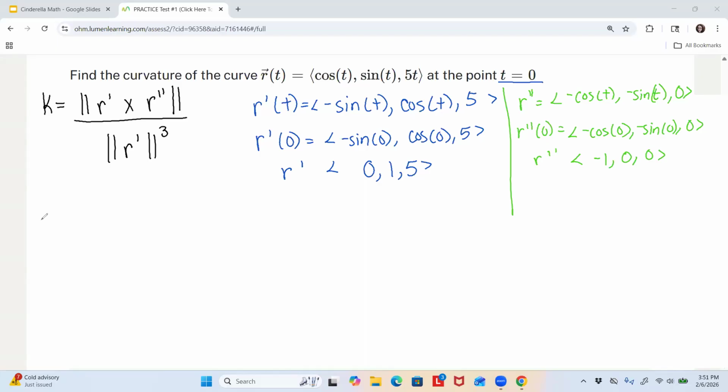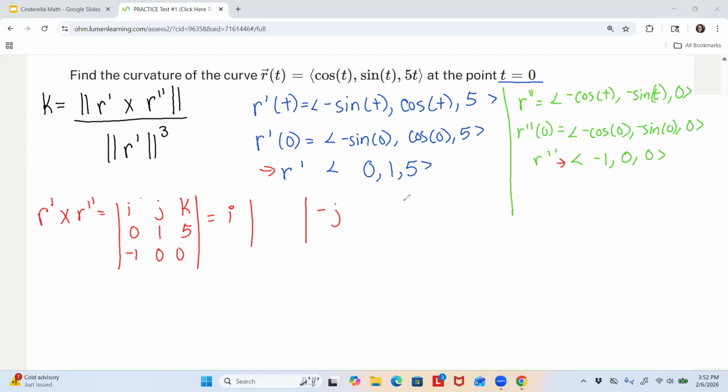Okay, now cross those two. So do R prime cross R double prime. This cross with this. So we have to do the I J K. R prime was 0, 1, 5. R double prime was negative 1, 0, 0. We have I always minus j plus k. And then you do the cross-cross thing.